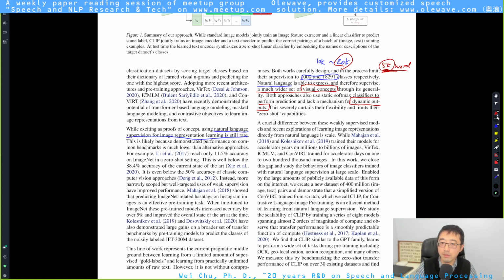I think the authors keep addressing their thing. They're exploring learning image representation directly from natural language. And the key is scale. I think they want to address that you have to have lots of data to train this computer vision pre-trained model.